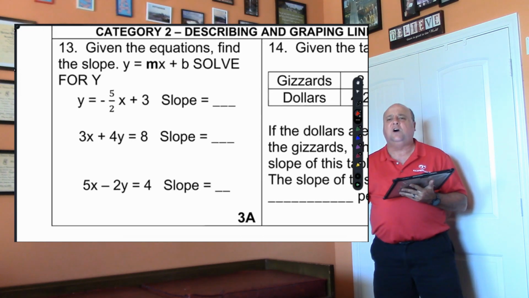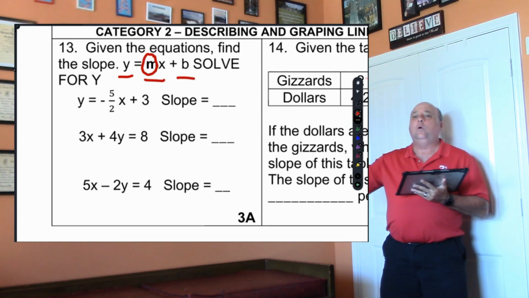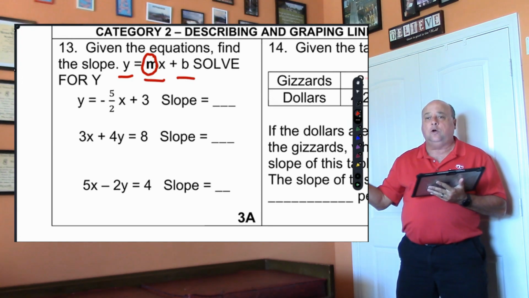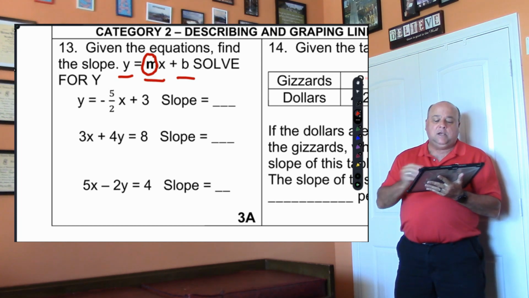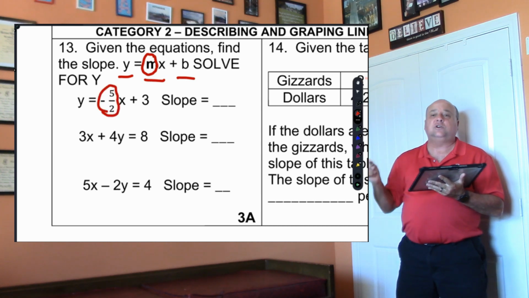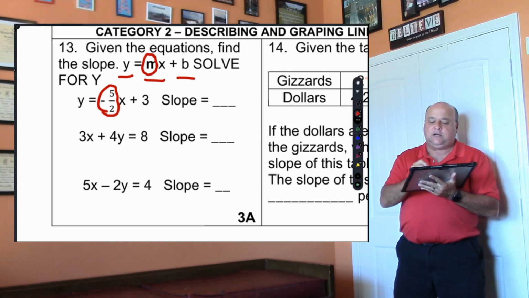When we do this problem here, you want to solve this for y equals x and a number. The coefficient of x, the number in front of the x, is the slope when you solve these for y. So right here, this is our slope. That means the line will go down 5, right 2, down 5, right 2.